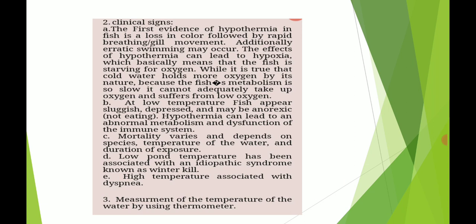At low temperature, fish appear sluggish, depressed, and may be anorexic, not eating. Hypothermia can lead to abnormal metabolism and dysfunction of the immune system. Mortality varies and depends on species, temperature of the water, and duration of exposure. Low pond temperature has been associated with an idiopathic syndrome known as winter kill.